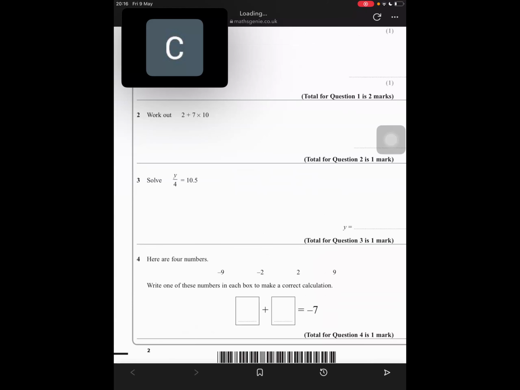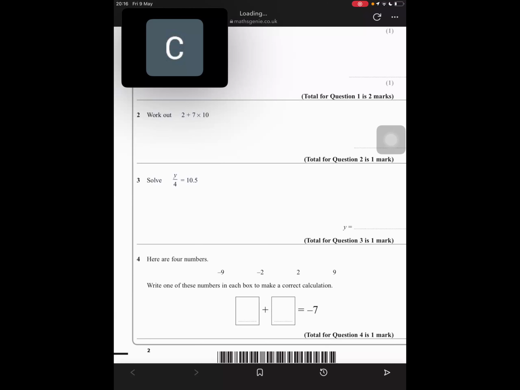Let's go. Okay, it says here. Which one should I even do first? Okay, this is the last one now. It says here are four numbers: -9, -2, 2, and 9. Write one of these numbers in each box to make a correct calculation.